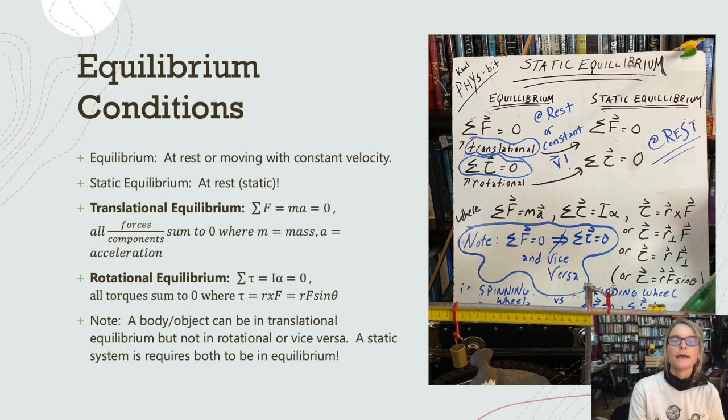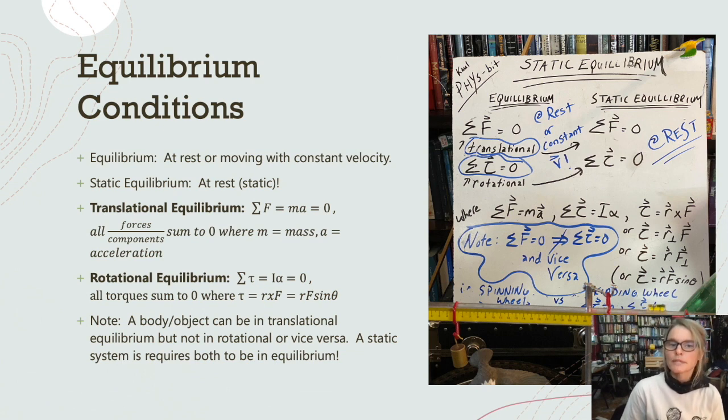Then what we really want to remember is the two conditions: translational equilibrium. When something's translating, all the points of mass are moving with the same velocity. Translational equilibrium means that the sum of forces, which is proportional to the acceleration, must sum to zero. Equilibrium just means you could move with constant velocity or you could be at rest. When we put the word static in front of it, it means it has to be at rest.